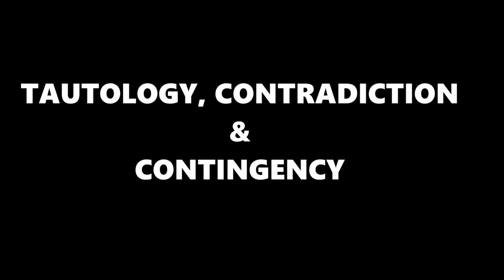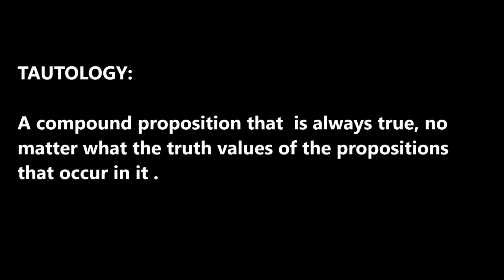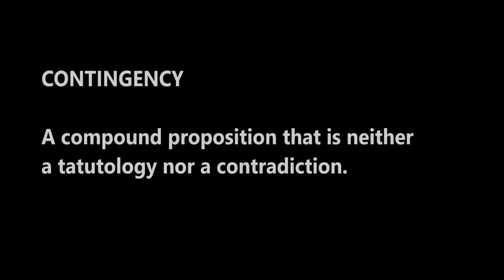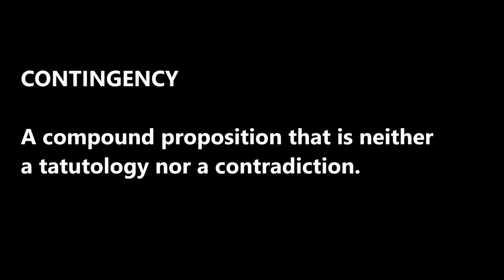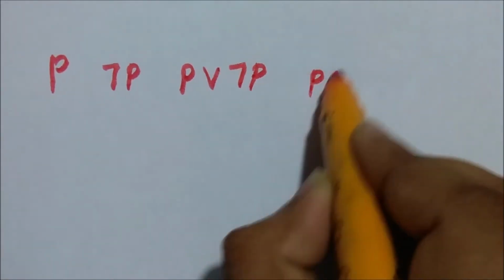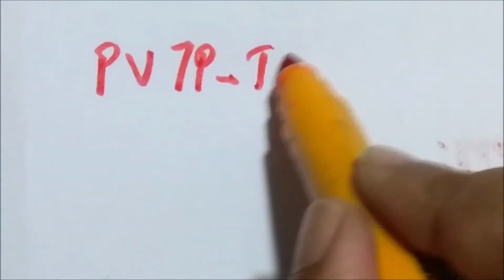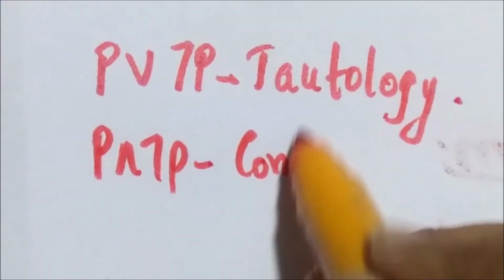Now let's see what a tautology, a contradiction and a contingency are. A compound proposition that is always true, no matter what the truth values of the propositions that occur in it, is called a tautology. A compound proposition that is always false is called a contradiction. A compound proposition that is neither a tautology nor a contradiction is called a contingency. So, P or not P is a tautology. P and not P is an example of a contradiction. P or P is an example of a contingency.